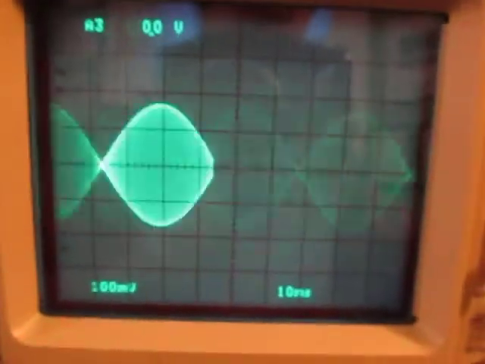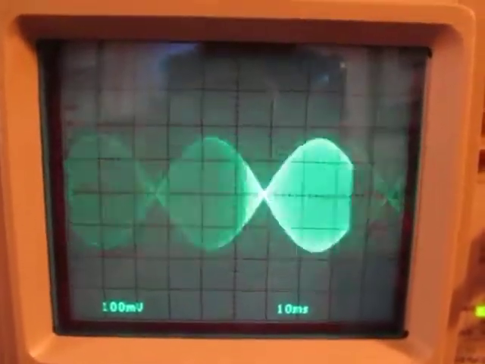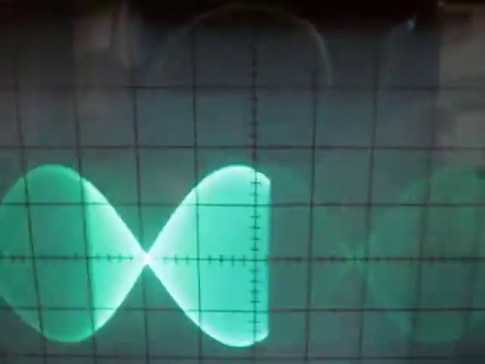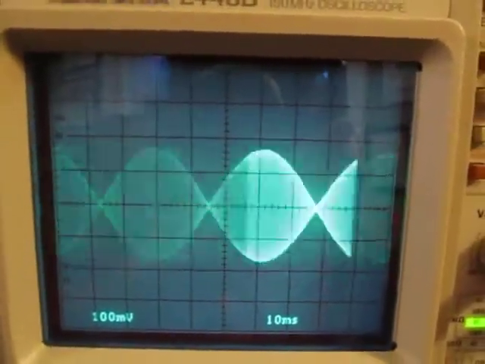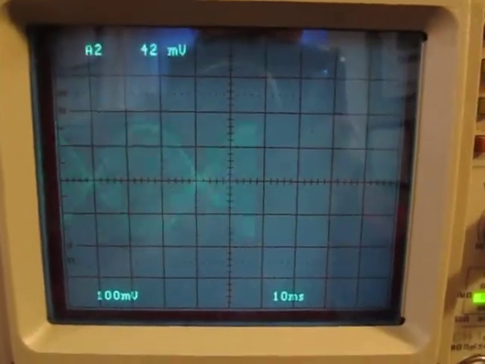Not all scopes will be able to trigger on this envelope nice and clean like that. You might get something that kind of rolls, maybe looking like this. And you can still make those measurements and observations by watching that signal as it rolls by. So don't be concerned if you can't get a nice stable pattern on your scope.